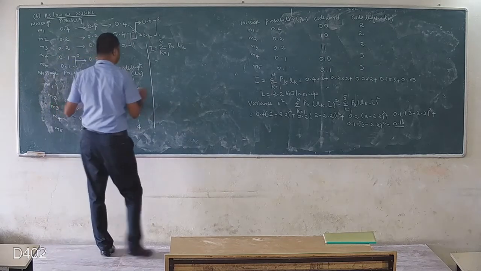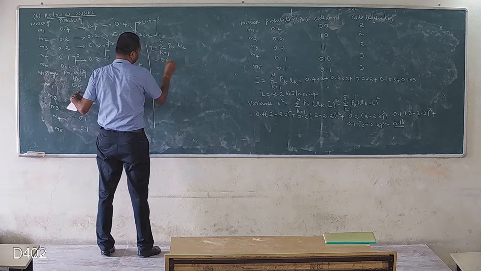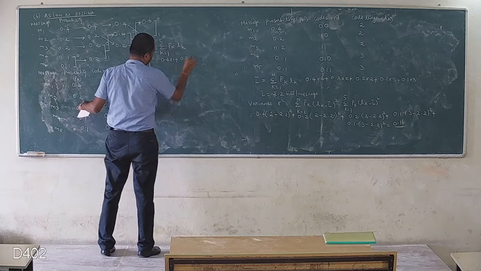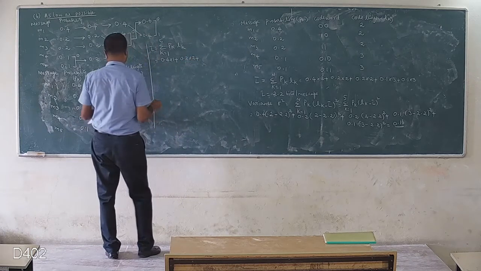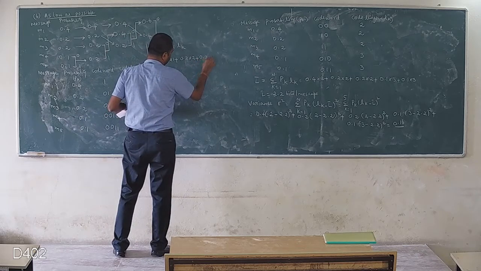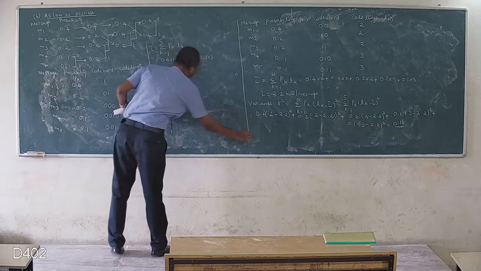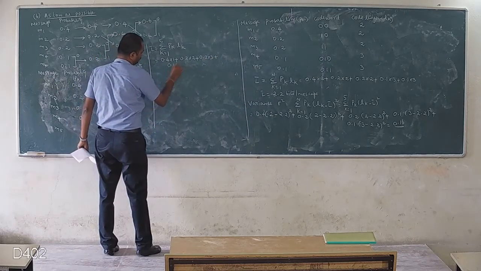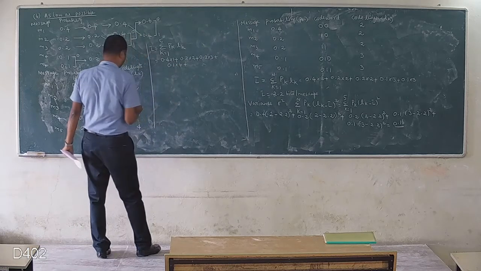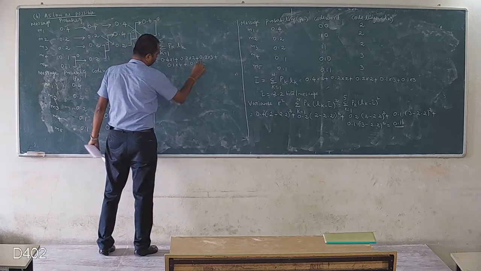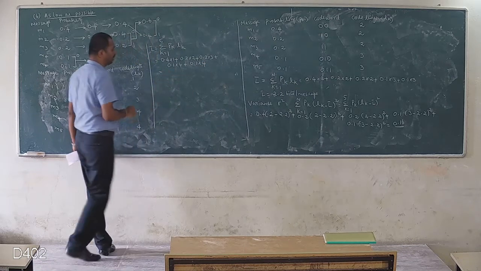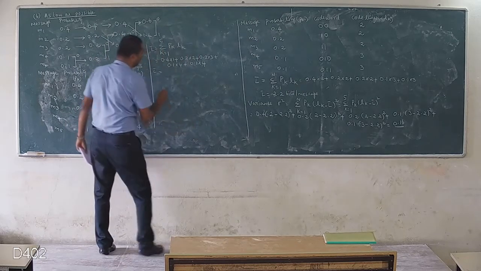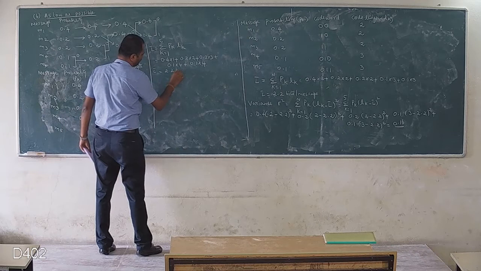So 0.4 into 1 plus 0.2 into 2 plus 0.2 into 3 plus 0.1 into 4 plus 0.1 into 4. If you find the L bar value, you will get the same answer, that is 2.2 bits per message.